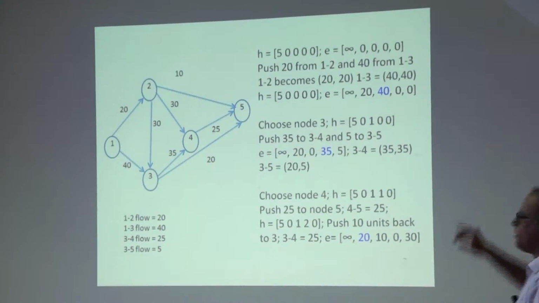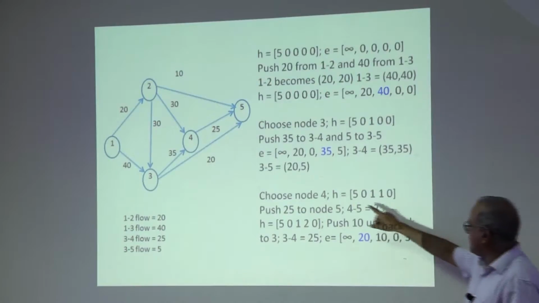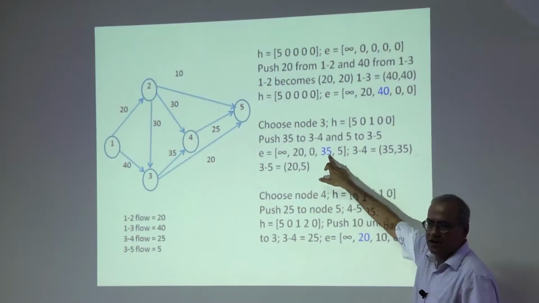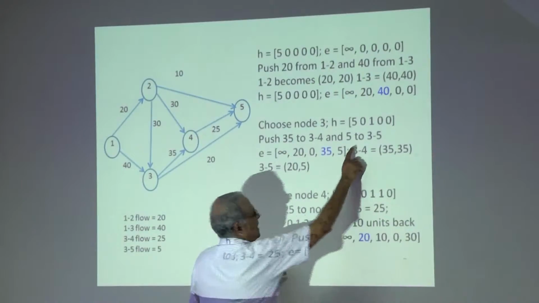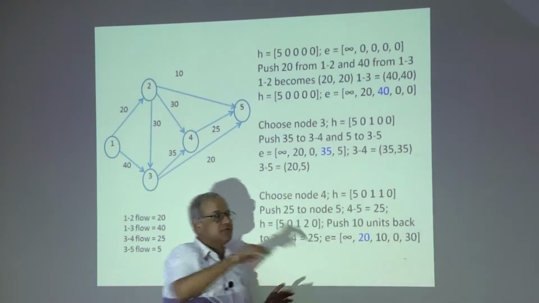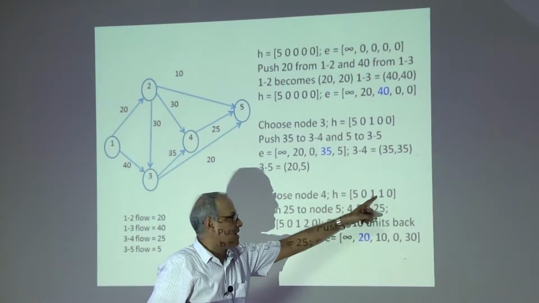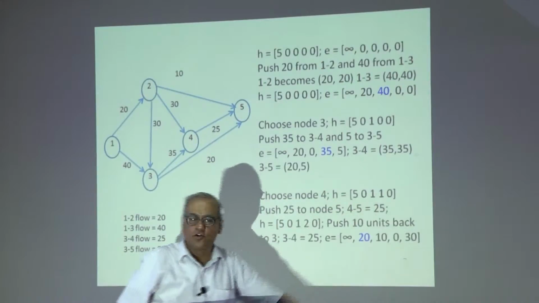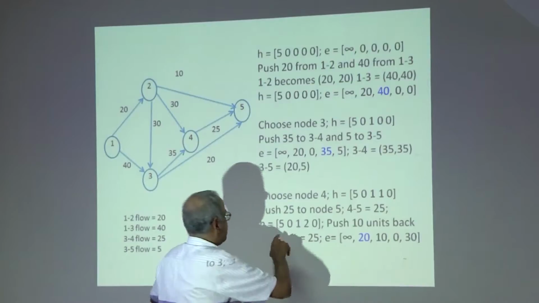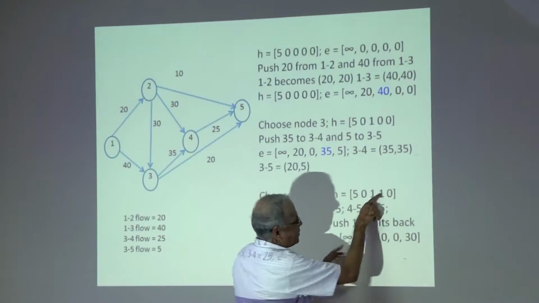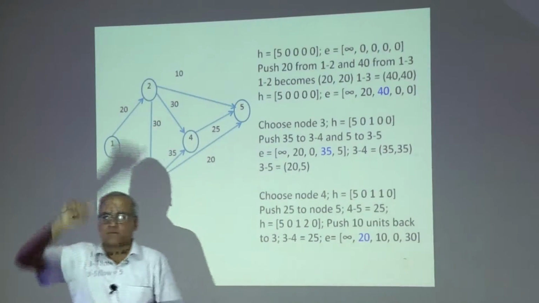So choose this 4. 4 is struggling what to do with this 35. So now excess flows have become 35 here. So from 4 it has to go. From 4 it can go to 5. But 4's height is 0 and 5's height is 0. So increase 4's height by 1. So 5, 0, 1, 1, 0. So 4 to 5 can absorb 25. So quickly push 25 to 5. 25 goes in the excess flow, 10 is remaining.